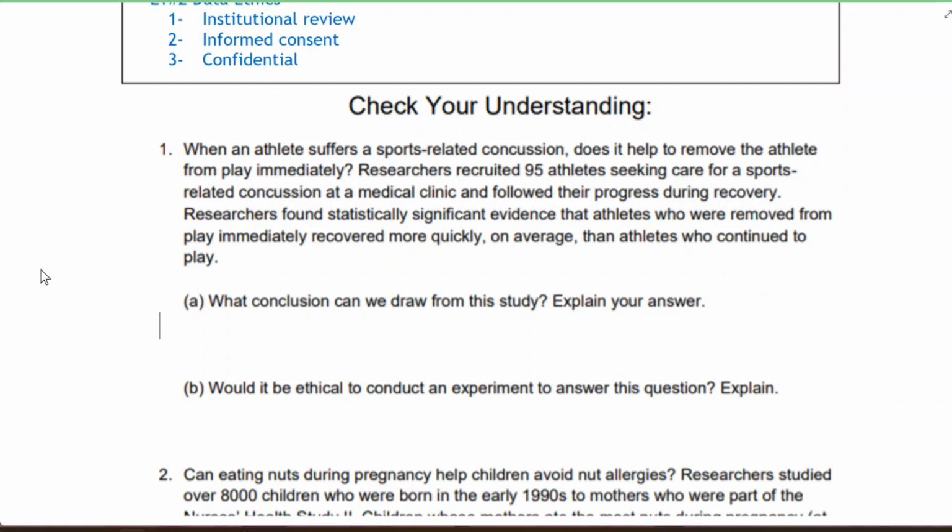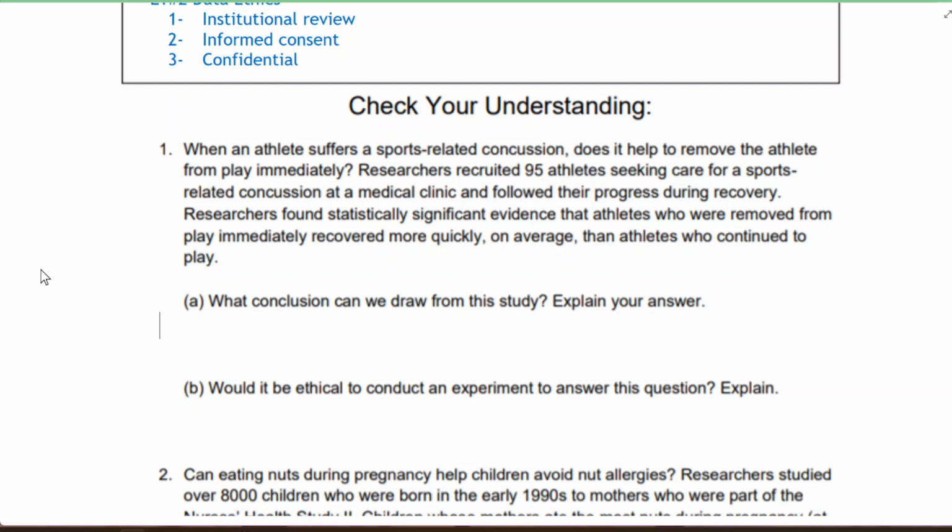Number one, are we taking a random sample of athletes? It doesn't read to me like we are. We're definitely taking only athletes who had a sports-related concussion. And then number two, if our treatment is going to be removing from the field of play immediately or allowing them to finish the game, are we assigning those treatments?